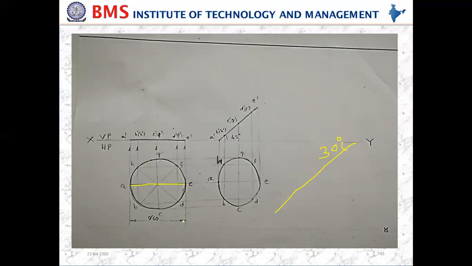The AE diameter is located means somewhere, say for example, I can draw A here. I'm just showing you here. Okay, this is the A. Then take the length of AE, which is equal to 60 mm. Draw an arc. This is the E, true length.